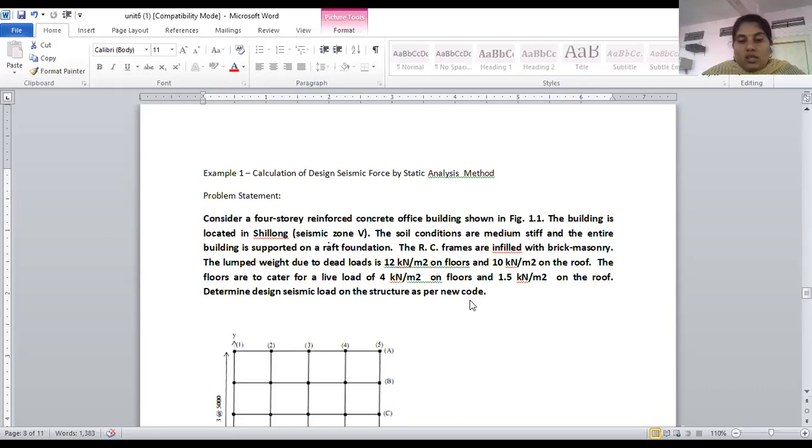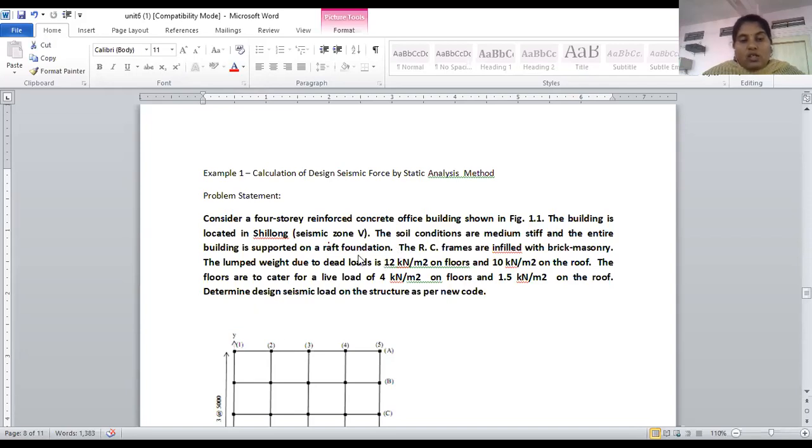So using this information, we have to calculate the seismic forces produced in the multi-story building, that is the 4-story building. I request all of you to please write down the given data from this problem.